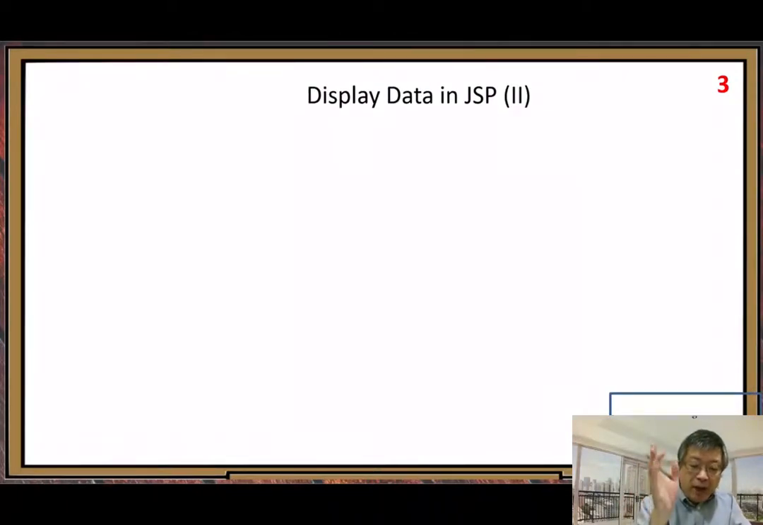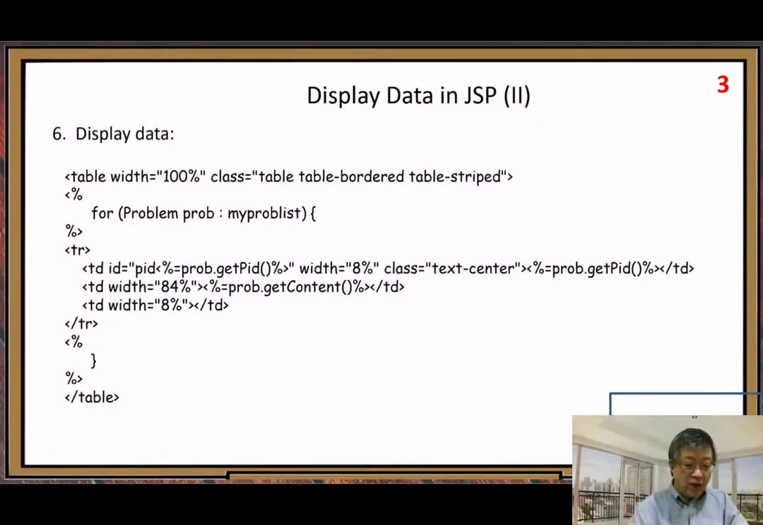Display data number 2: arrange data for display. We need a for loop to display our data in a table. Pretty simple. This is the table to display, and that's the class here.